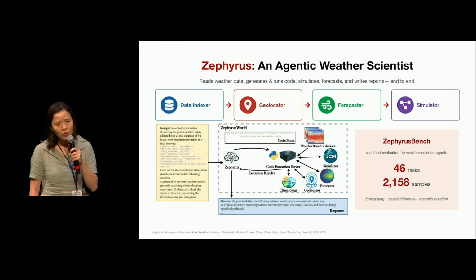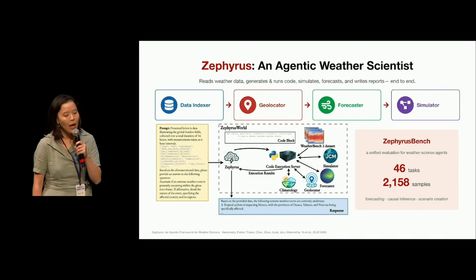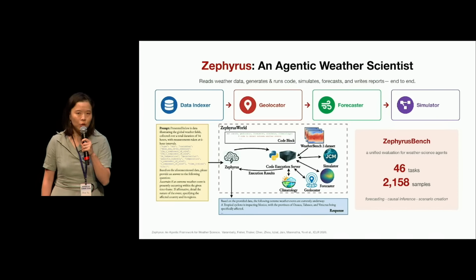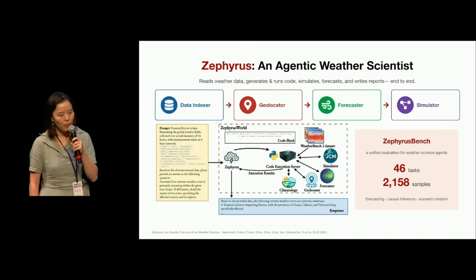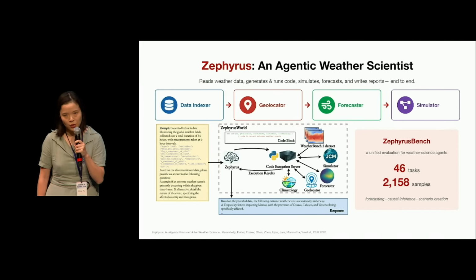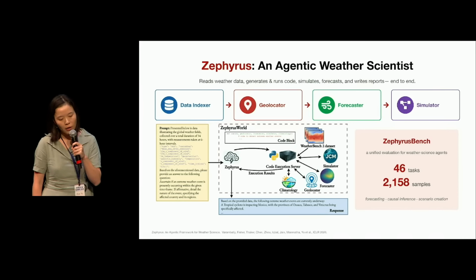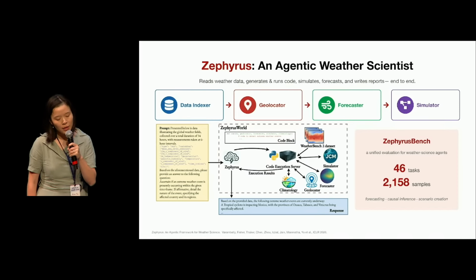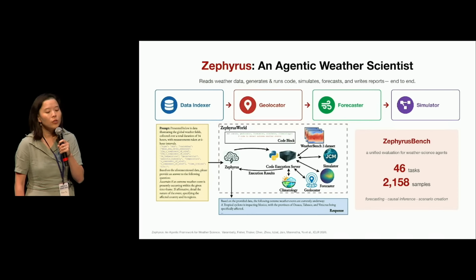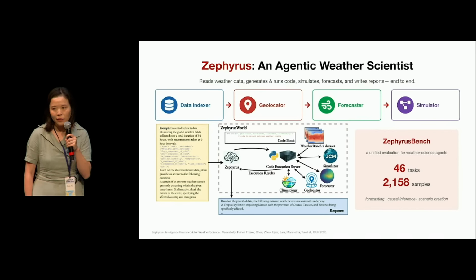Just as a concrete example, we have built this agent called Zephyrus. This is the first agentic weather scientist that can read huge amounts of weather data, highly numerical, generate and run code in a parallel code execution environment, orchestrate a wide range of tools from a climate simulator to weather forecaster, and then write a report to understand the impact of extreme events such as wildfire and earthquakes.